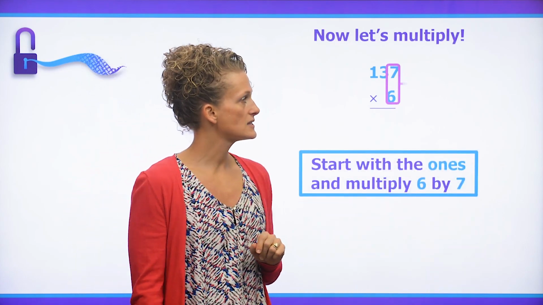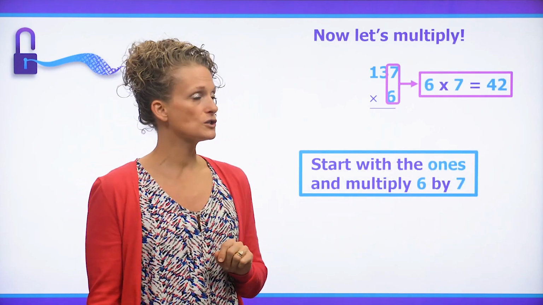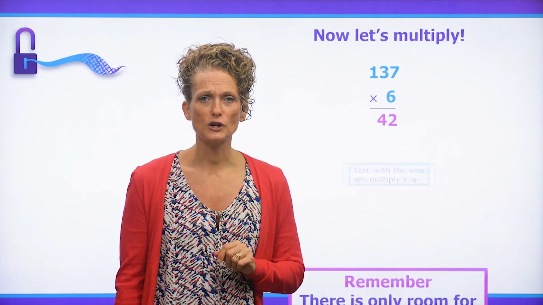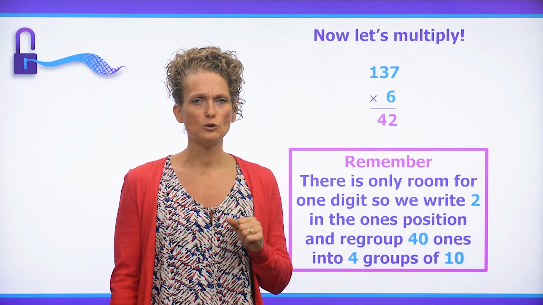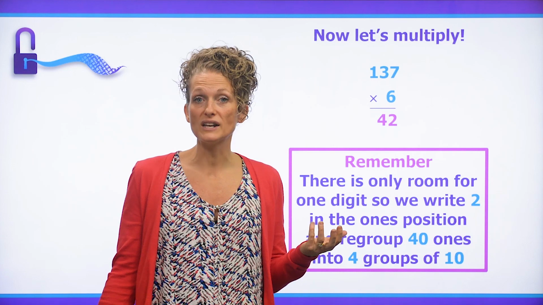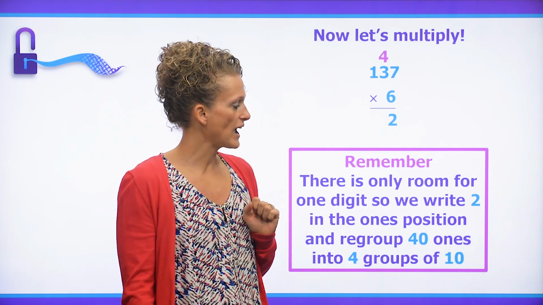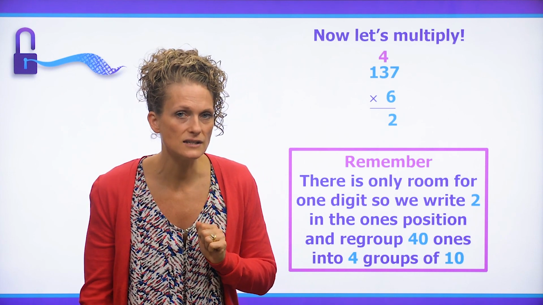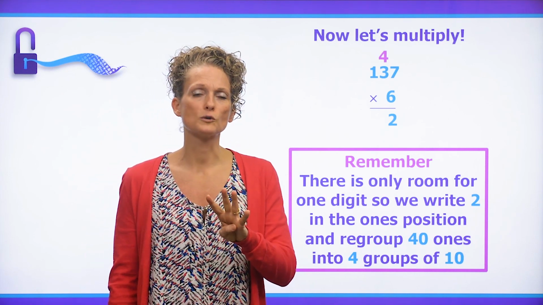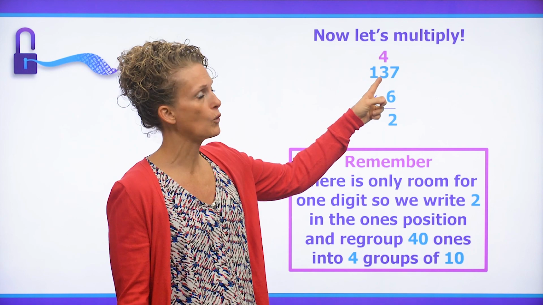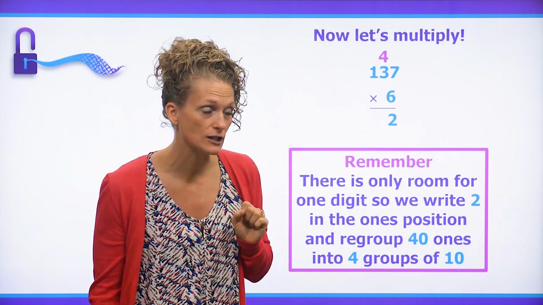Let's start with the ones, 7 times 6, which is equal to 42. And as we write 42, well, we can't write 42 because there isn't room for more than one digit for each position. So we're going to keep the 2, and then the 4 actually represents 40s, so we can regroup it into 4 groups of 10, which is why we put the 4 above the tens position.